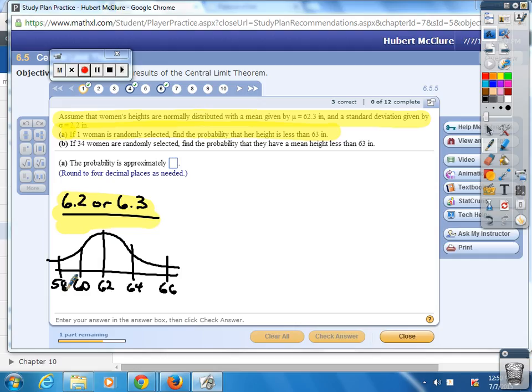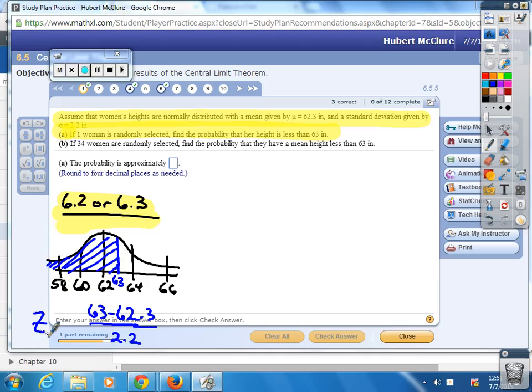If one woman is randomly selected, find the probability that her height is less than 63 inches. So I take my blue marker. 63 is right in here. So I'm going to find that probability. So first of all, we got to change 63 into a what? Z-score, Hubert. That's right, class.